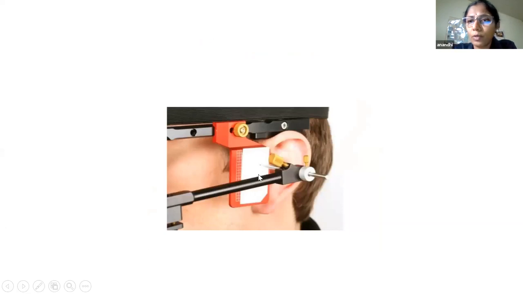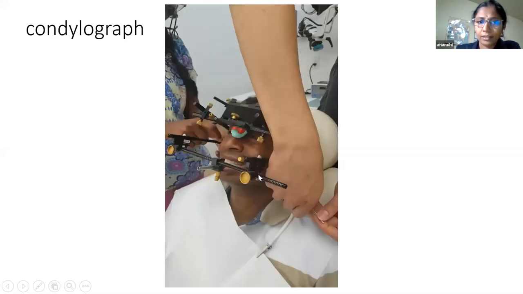This is how we used to do tracings before the computer. But I still use this graph to get my terminal hinge axis. Without having a hinge axis, I cannot start doing the tracing. Before I start the computer tracings, I have only the graph where I have the hinge axis, and then I can start with the condylograph.